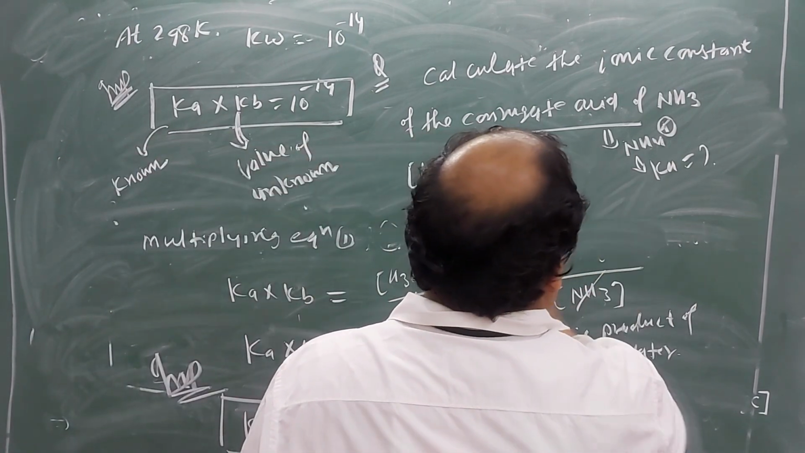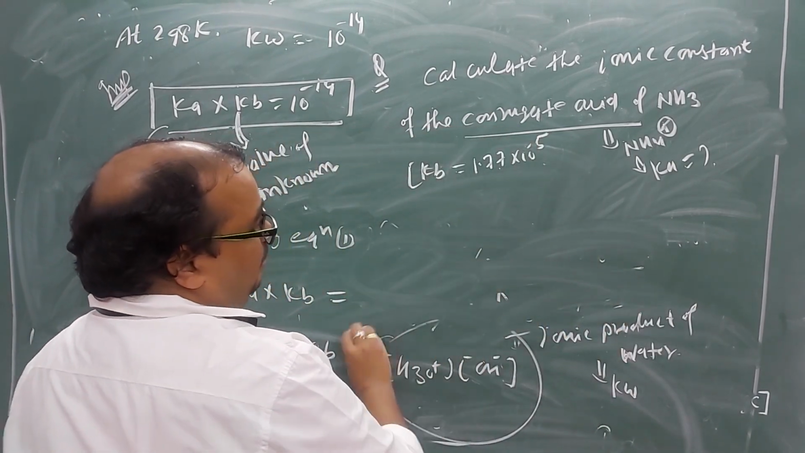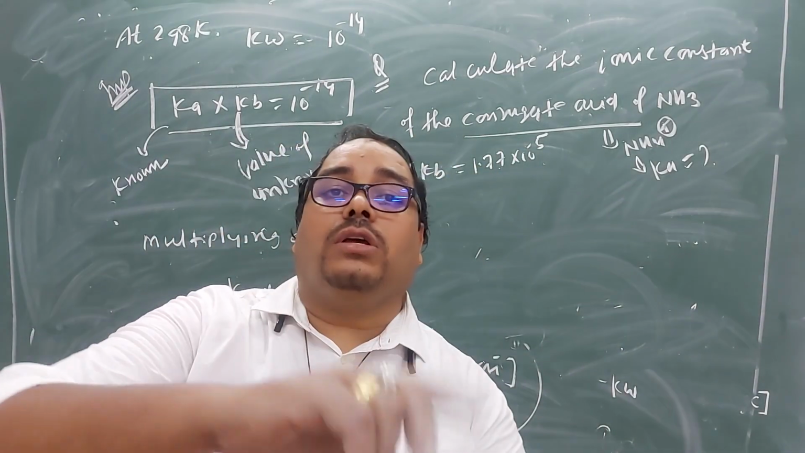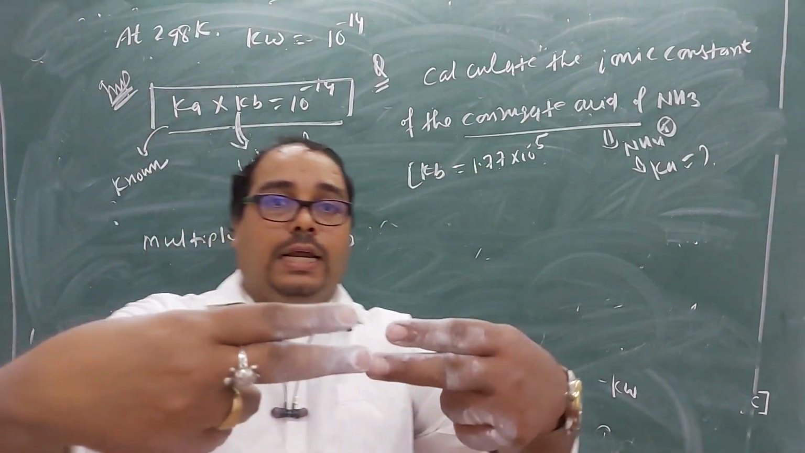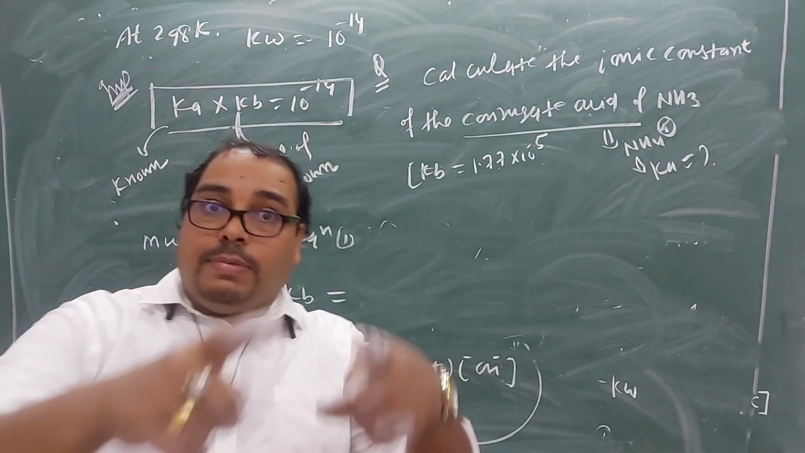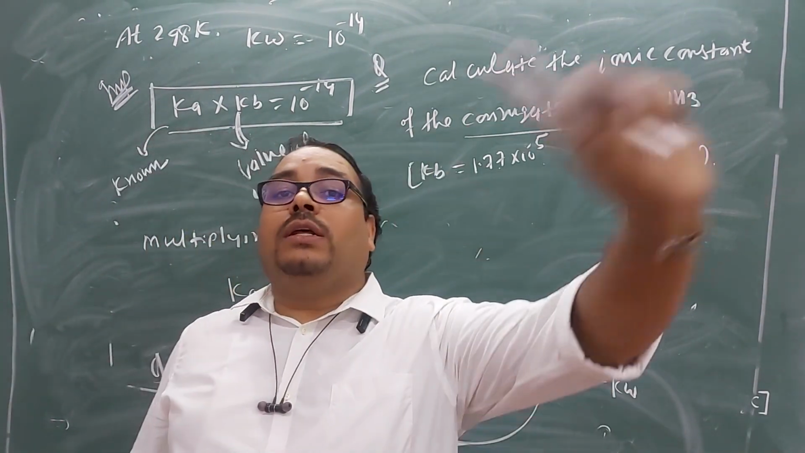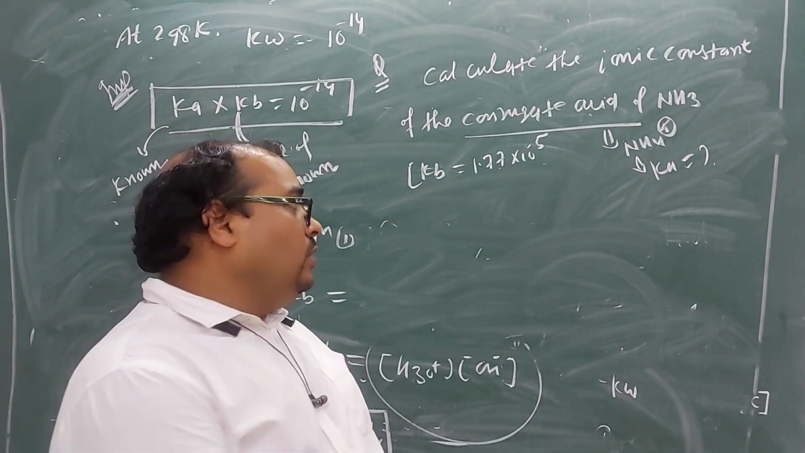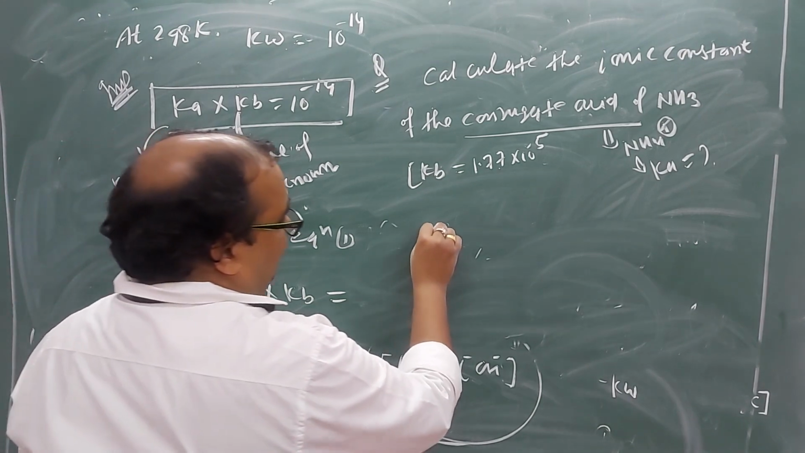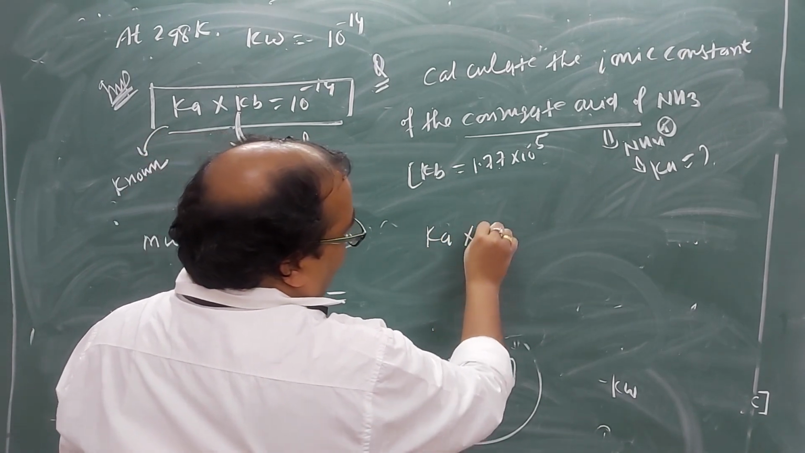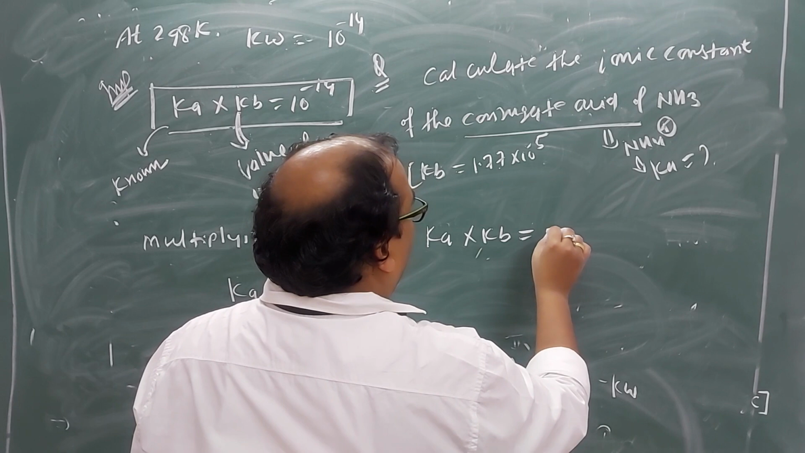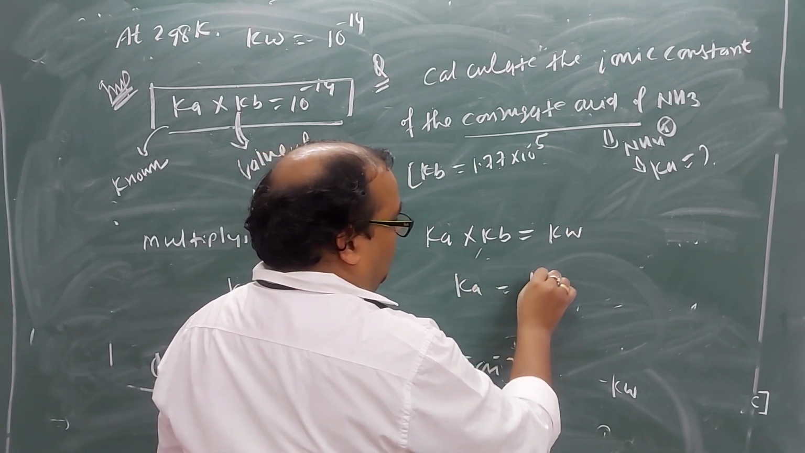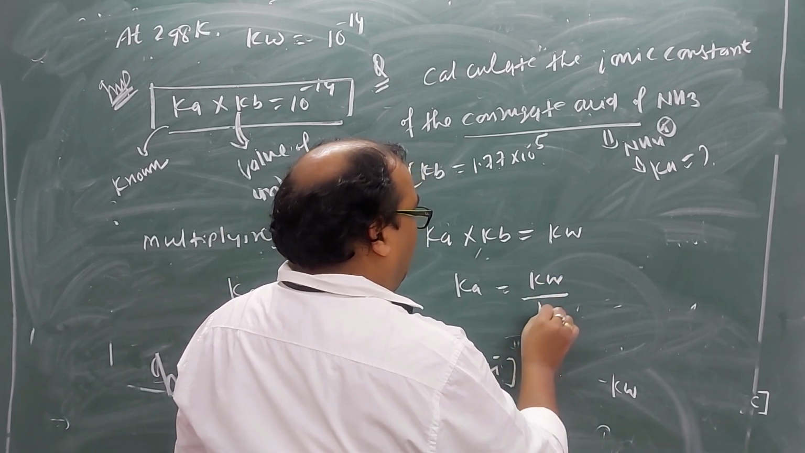So what did I tell you before starting the relationship between Ka and Kb? Both are related in such a manner that if one is known, the other is unknown and you can find it out. Is it okay? Just see here. Ka into Kb is equal to Kw. So Ka is Kw upon Kb.